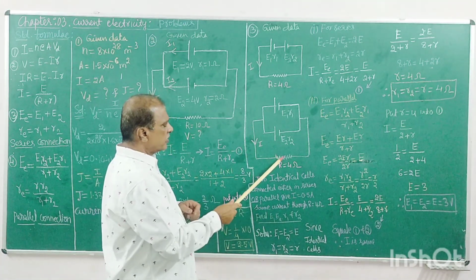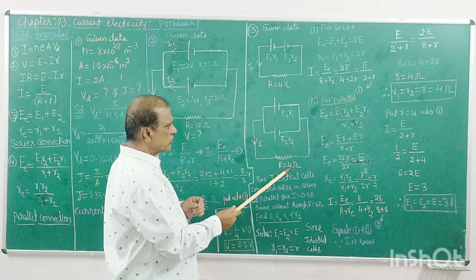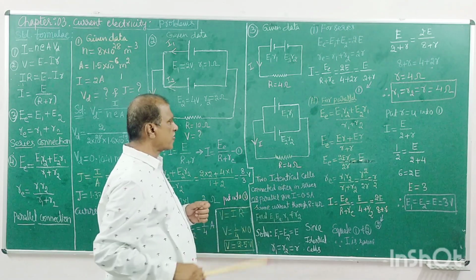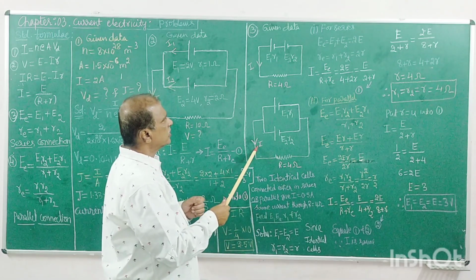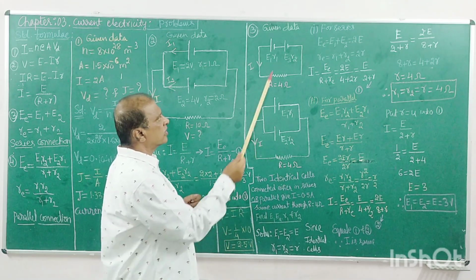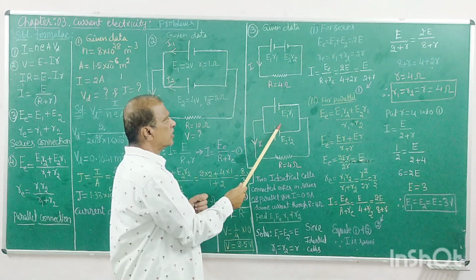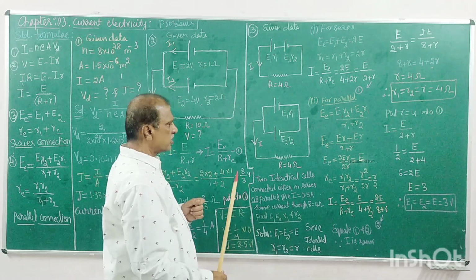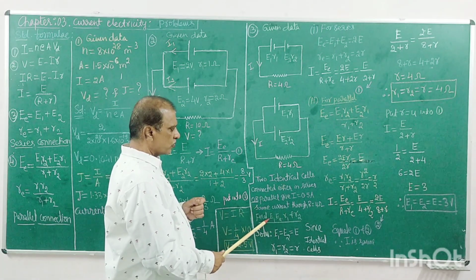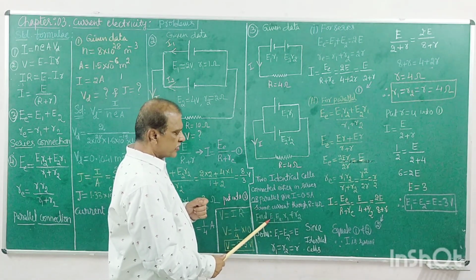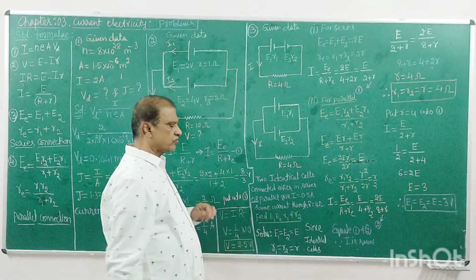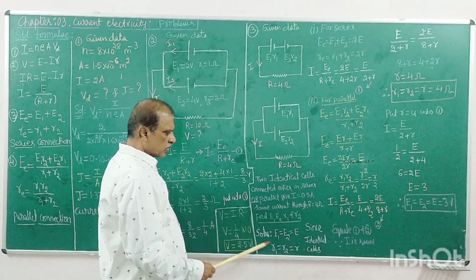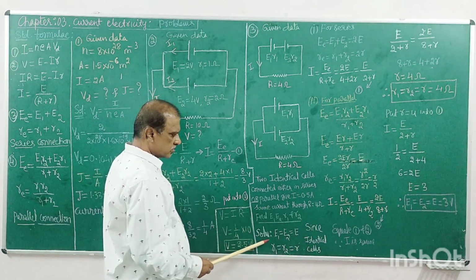So, given the data, the external resistance value is given, the cells are identical, and the current I is the same. The same amount of current flows in the circuit whether they are connected in series or in parallel. If that is the case, what are the EMF of the cells and the internal resistances? First, what is meant by identical cells? This is the meaning of it.